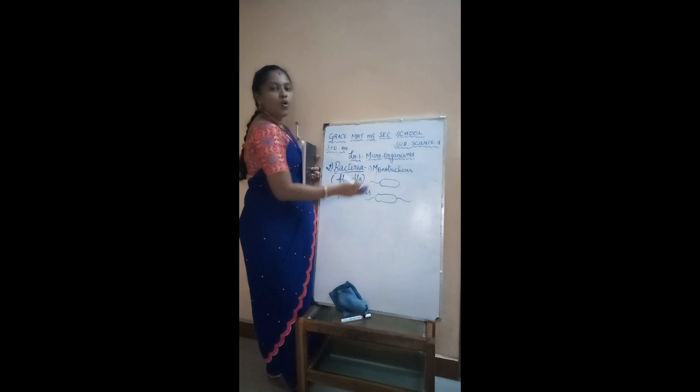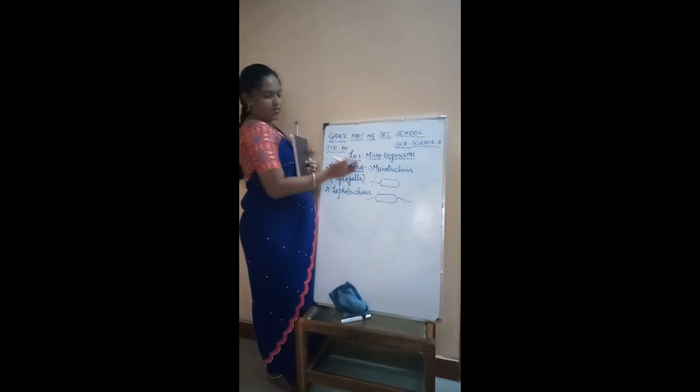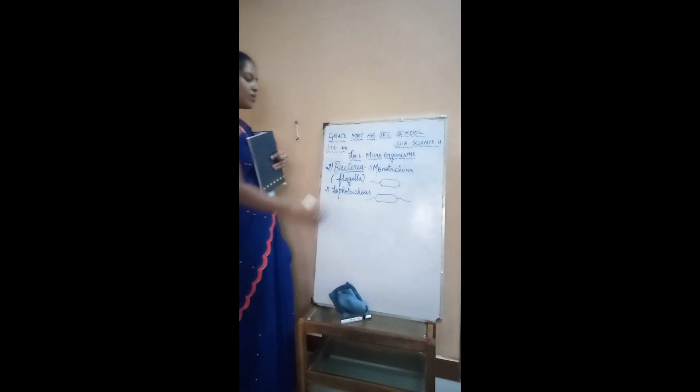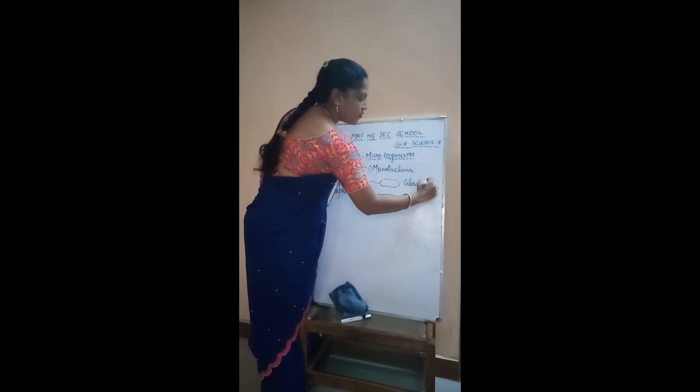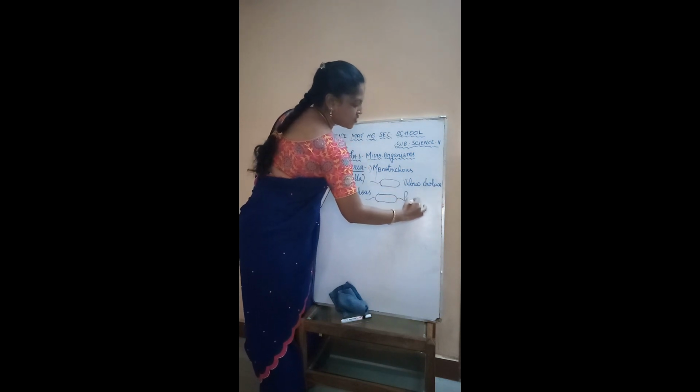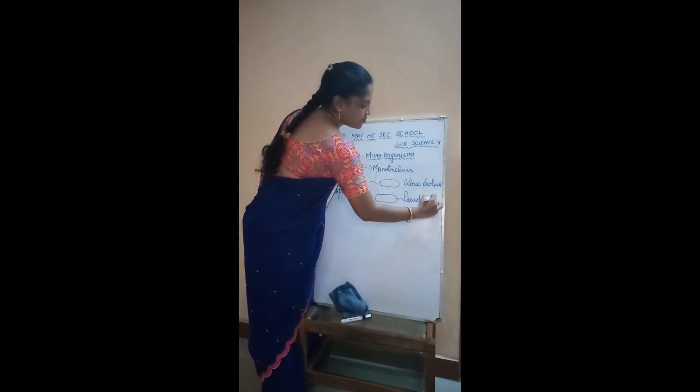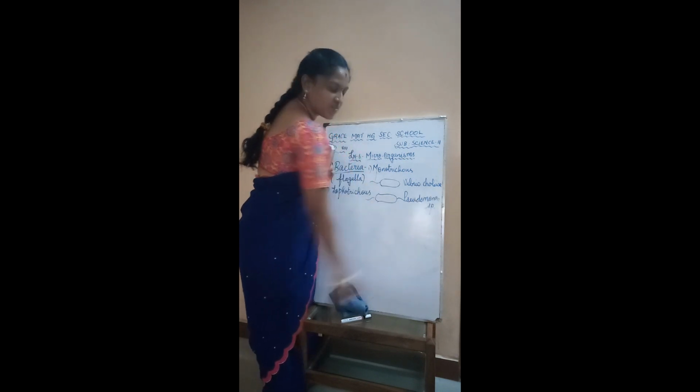This is Lophotrichous. What is it called? Lophotrichous. And one example for this is Vibrio cholerae. Here it is Pseudomonas species. Species we denote as SP, right?